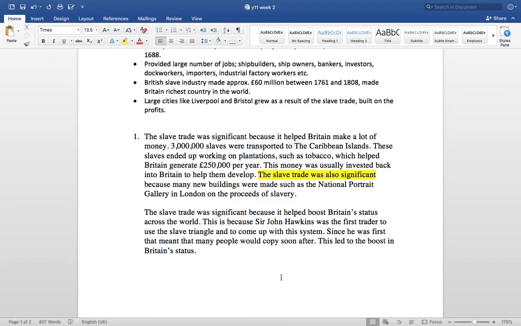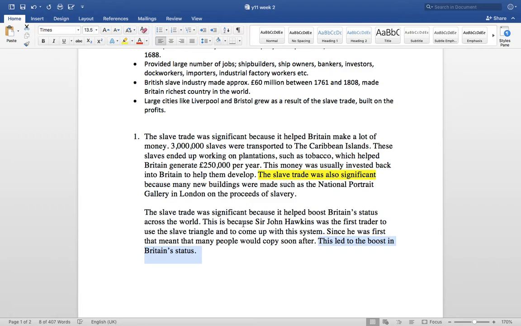Again, a valid point, but your supporting evidence isn't really linked to that point. You've reasserted yourself at the bottom, but you haven't actually said how Sir John Hawkins increases the status, whether it's to do with money, whether it's to do with global positioning, whether it's to do with how it's beating other countries in that part of the world. It's just a bit too loose. This is bolted on at the end, and you haven't actually explained your point fully.